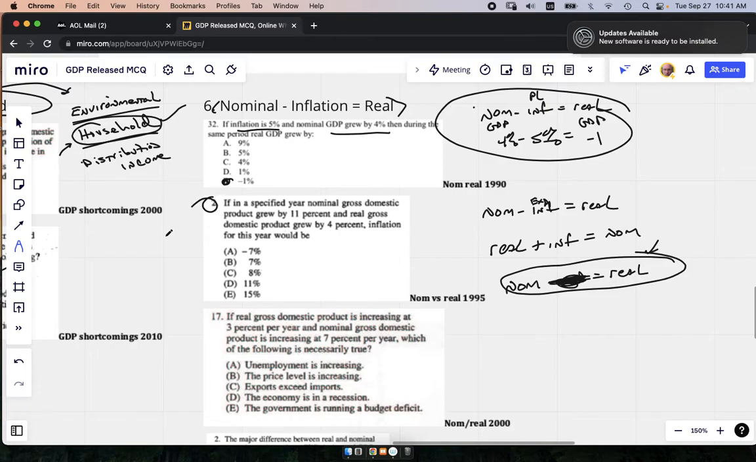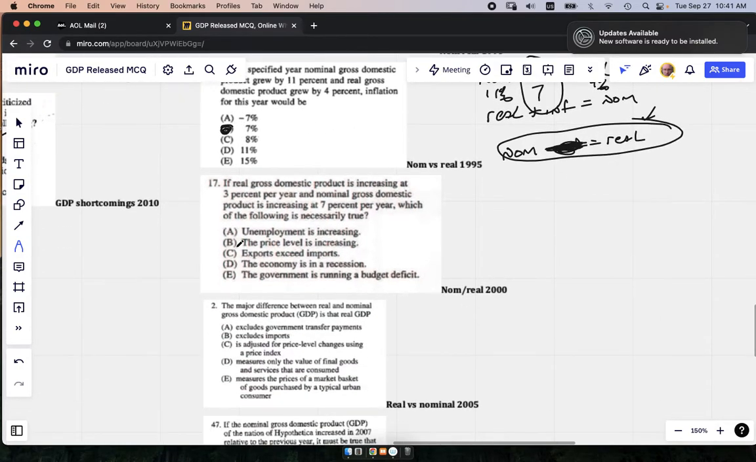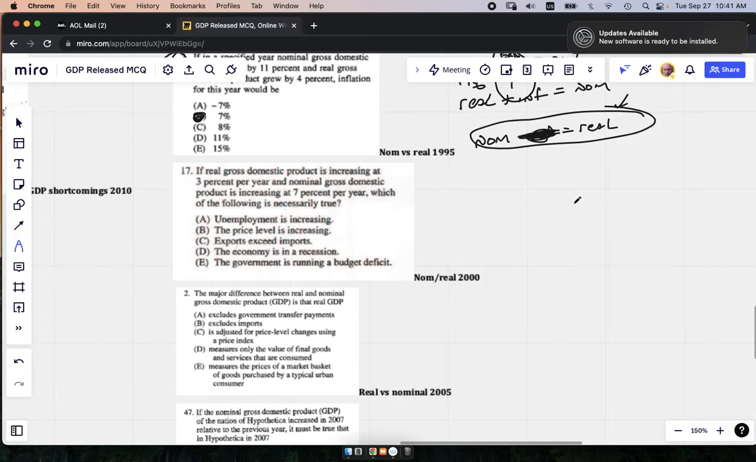All right, number 2, in a specified year, nominal GDP grew by 11%. Real grew by 4. Obviously, then inflation had to be 7. Does that make sense, how we figured that out? I hope so. Take number 17, stop it for a second.